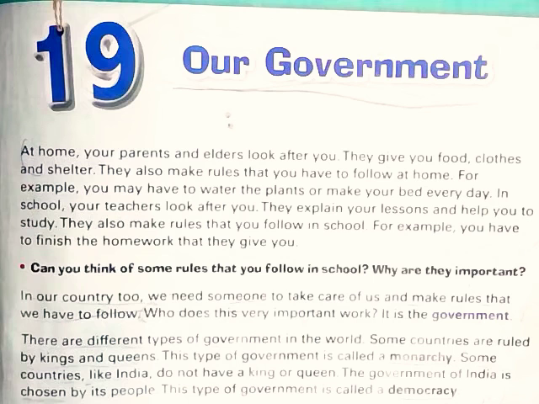Why are they important? In our country too, we need someone to take care of us and make rules that we have to follow. Who does this very important work? It is the government.